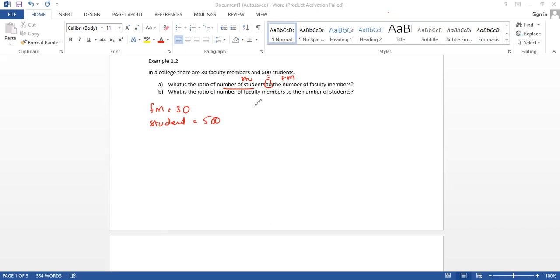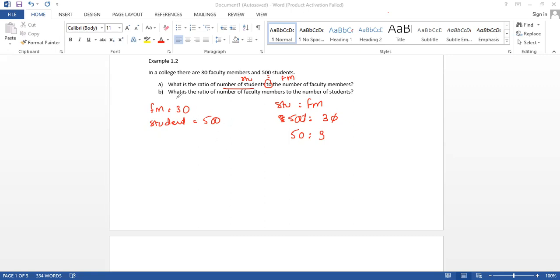If I take this students to faculty member ratio, this will give me a ratio of, students are 500, faculty members are 30. And I will try to simplify this as well. So 0 and 0 can get cancelled off. 50:3 is the simplified version. 50 does not come in the table of 3. So this would be the final simplification.